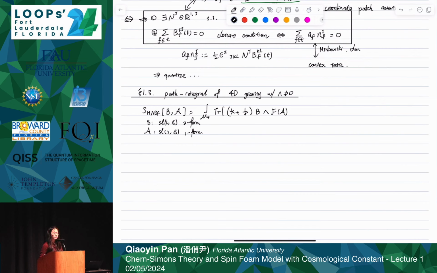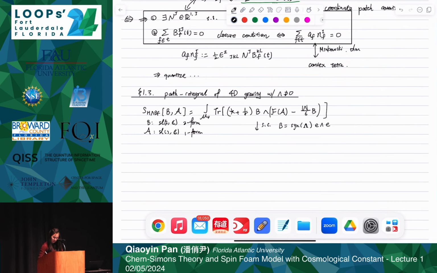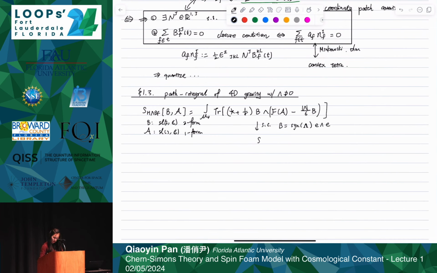But now I want to add a cosmological constant. So we have a volume form. And this is the action. And if I impose the simplicity constraint, now it's B equals to sign of lambda times E wedge E. I write the lambda and wedge in the same way, but you should be able to distinguish them very easily. And if I just write it, then this action will become a Holst action, which is a function of the tetrad and connection. So this is the correct action.